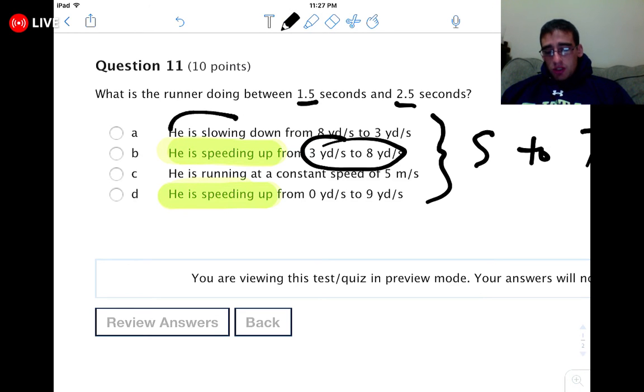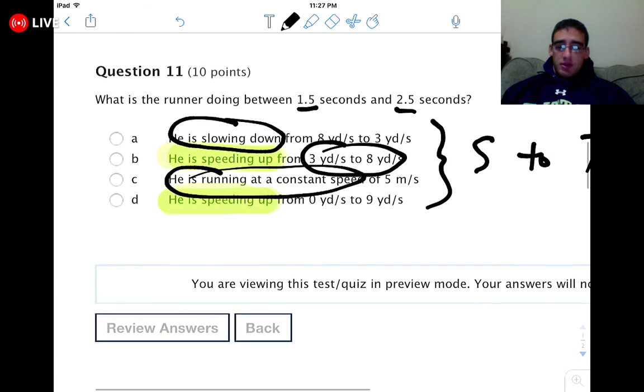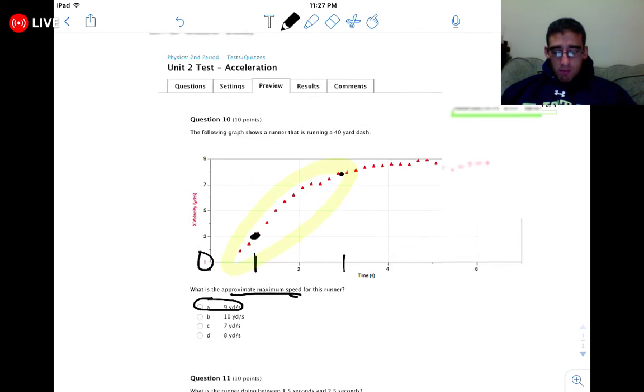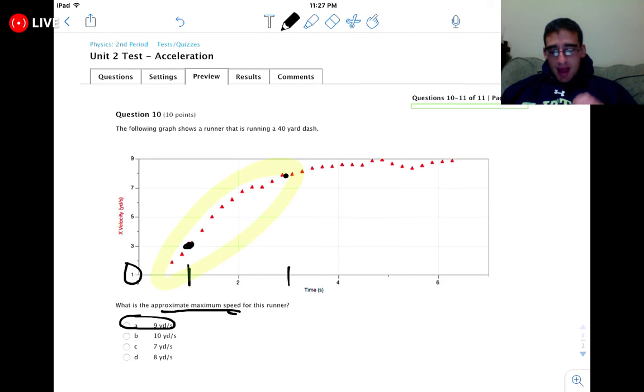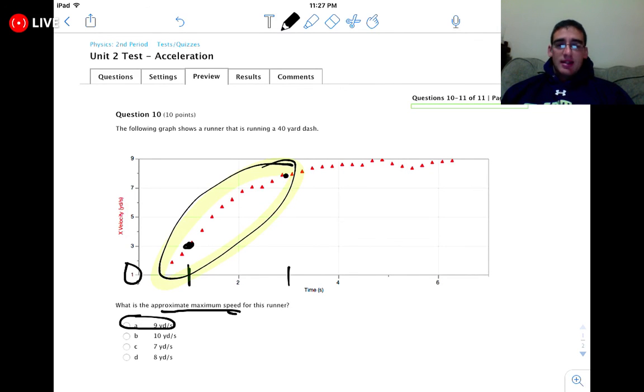If you chose slowing down or running at a constant speed, you didn't get the points, because even though my numbers were off, we should still be able to see that in this section, it's not slowing down and it's not constant. It is very clearly speeding up. So if you chose speeding up, you got it right. If you didn't, you got that one wrong, and you can go back and do the remediation to fix that. So thanks for listening in. That's the key for Section 5.